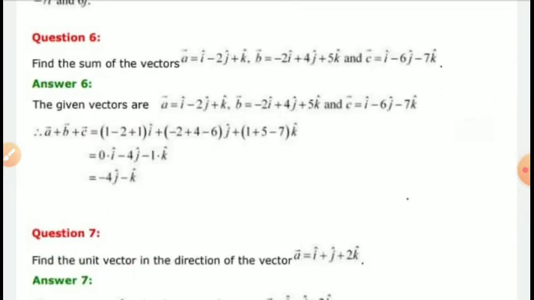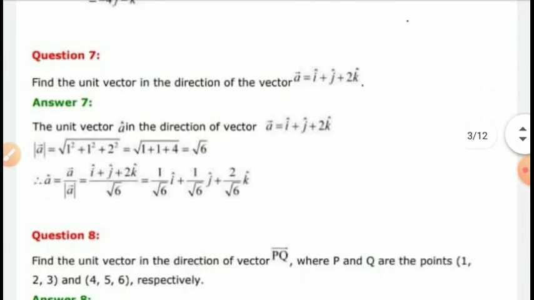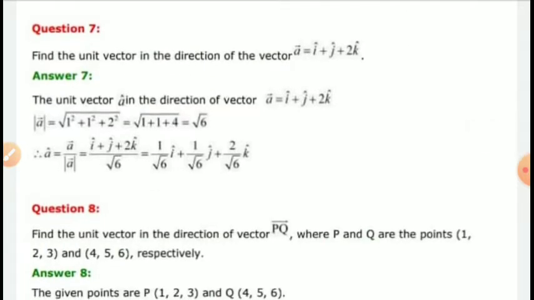Find the sum of the three vectors. So three vectors are given to you. Finding the sum means the corresponding components should be added, and you are going to get a simple solution. And the seventh question: find the unit vector in the direction of this one. Unit vector in the direction of this one means a cap.